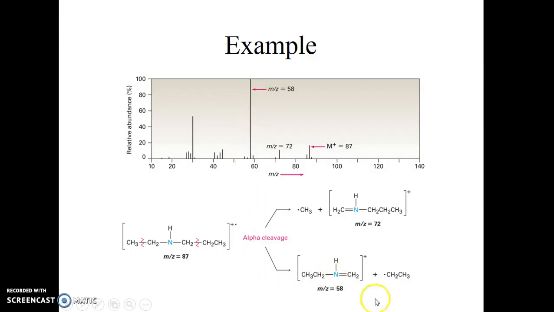Why is it that the 58 AMU peak is greater in probability than the one at 72? Because this ethyl free radical is more stable than a methyl free radical. These two things have approximately equal stability, but the methyl is less stable than the ethyl free radical.